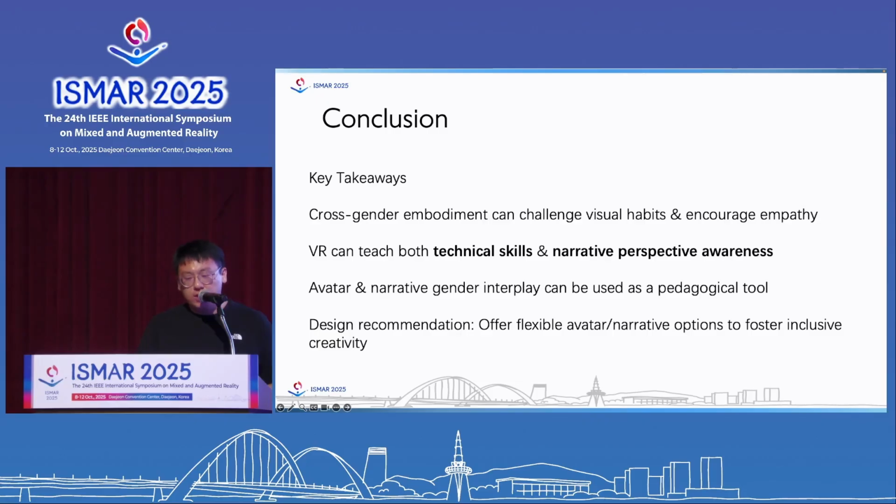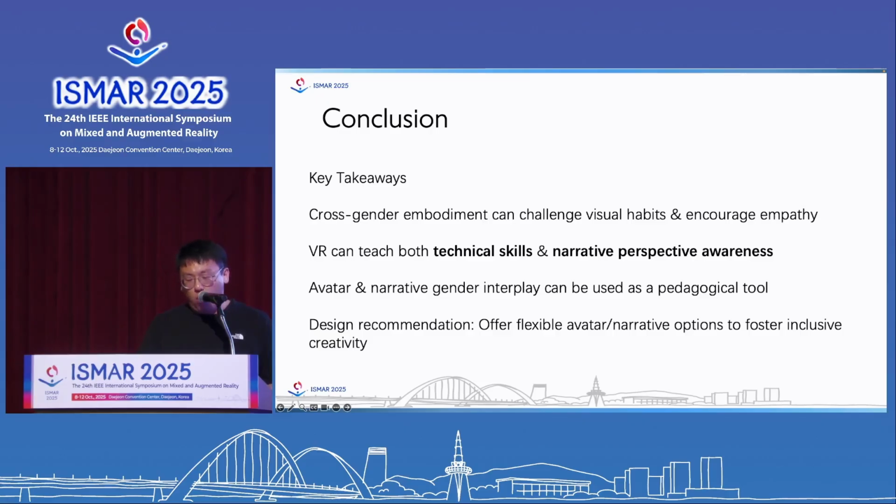First, cross-gender embodiment challenges visual habits and builds empathy. VR film training can teach both technique and gender perspective. Avatar and narrative gender can serve as a teaching tool. Our design recommendation is to offer flexible avatar and narrative options, so students can explore different gazes and learn more inclusive storytelling.